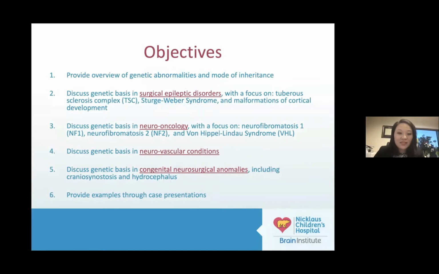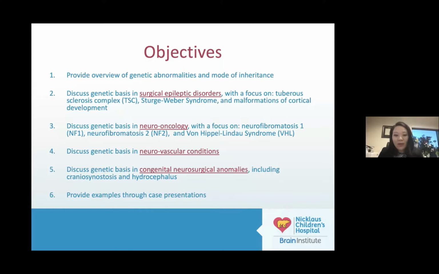So my objectives today are to provide a brief overview of genetic abnormalities and the mode of inheritance. And I'd like to provide a broad strokes perspective with focus on many different aspects of pediatric neurosurgery. So not just neuro-oncology, which is the field you're probably most familiar with the underlying genetics of, but also to touch upon other fields of pediatric neurosurgery that are pertinent to both a pediatric and adult neurosurgeon. So conditions like epileptic disorders, neuro-oncology, neurovascular conditions, and congenital neurosurgical anomalies.